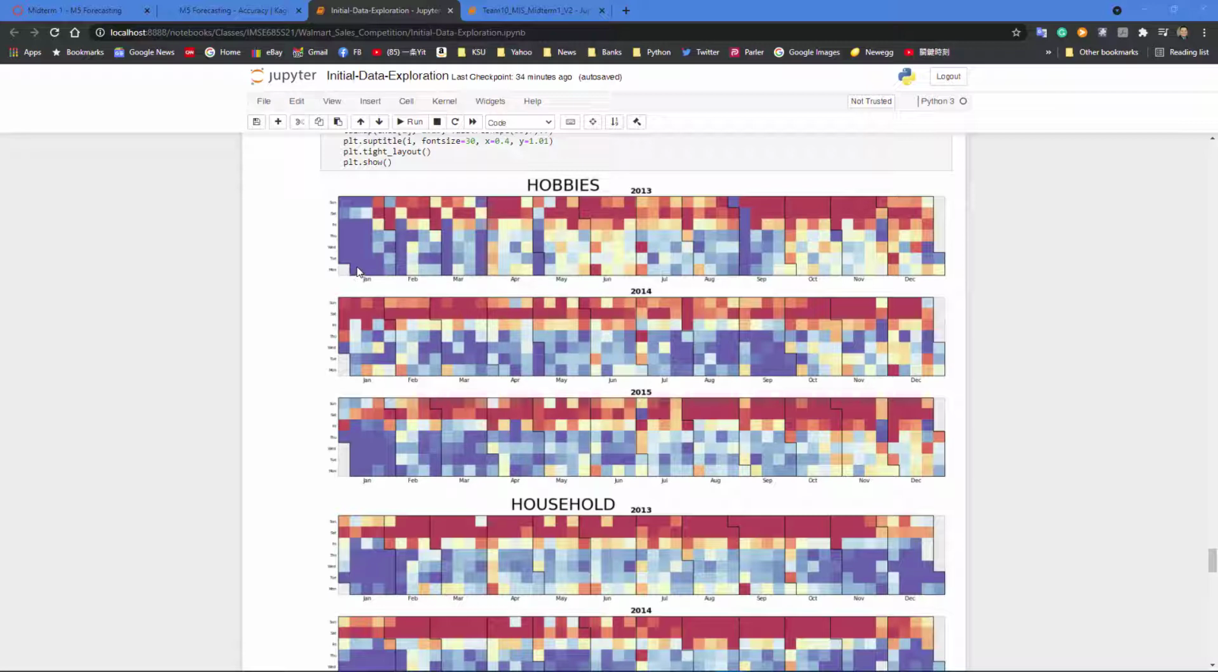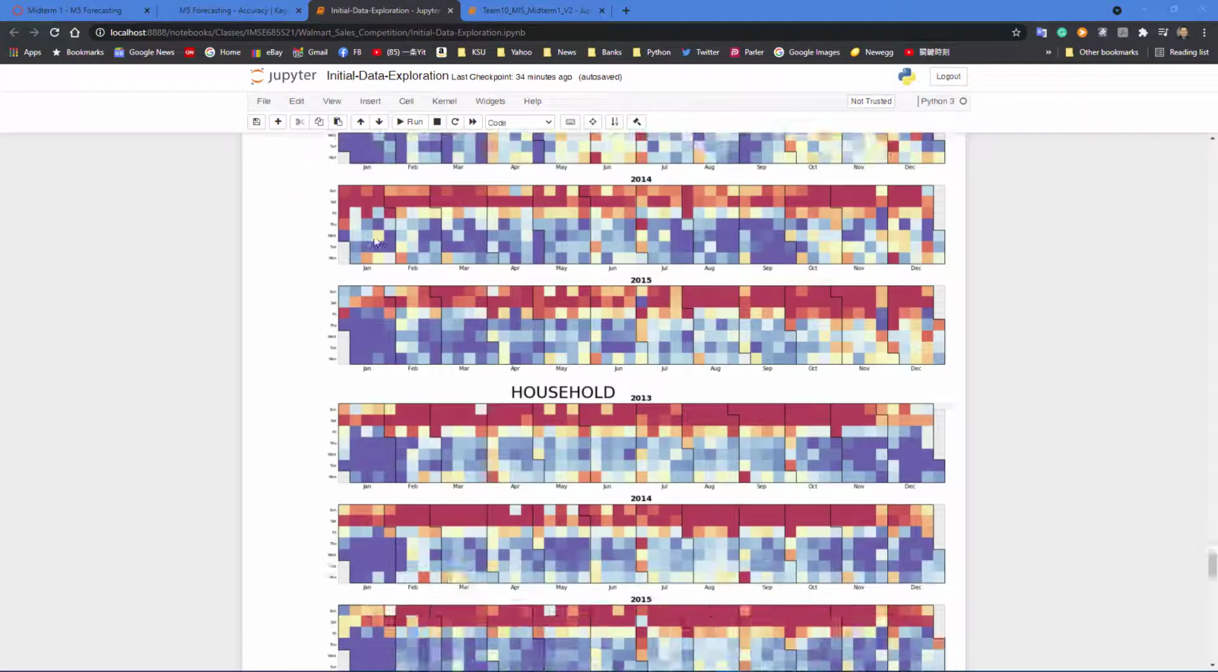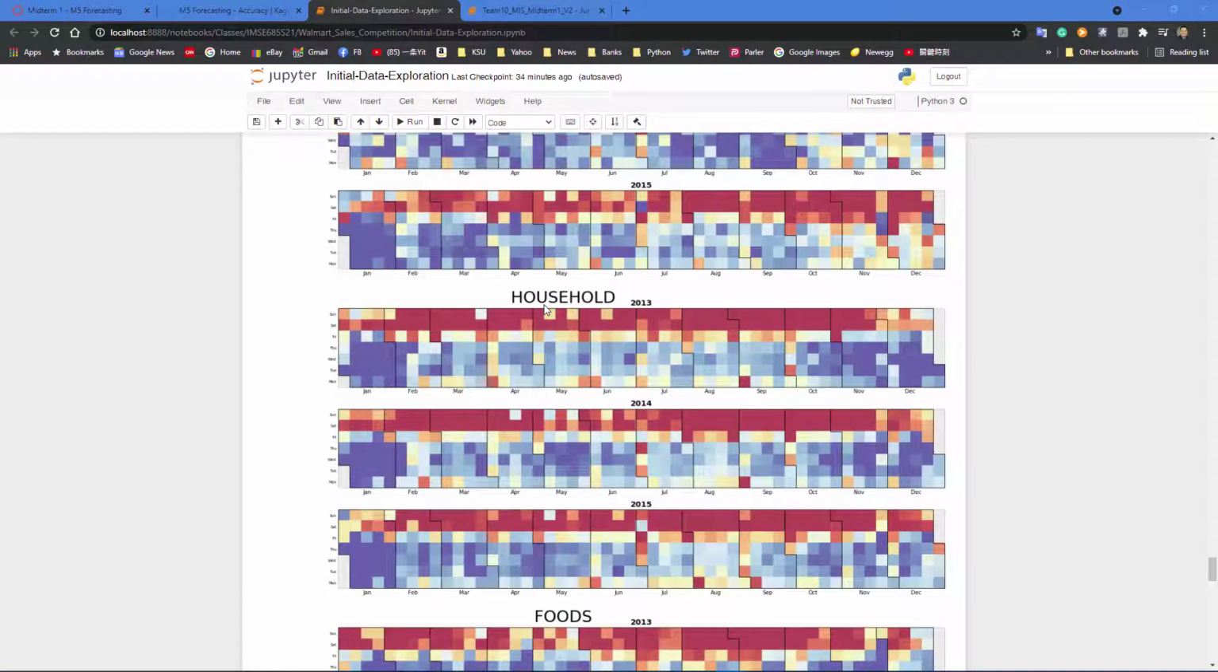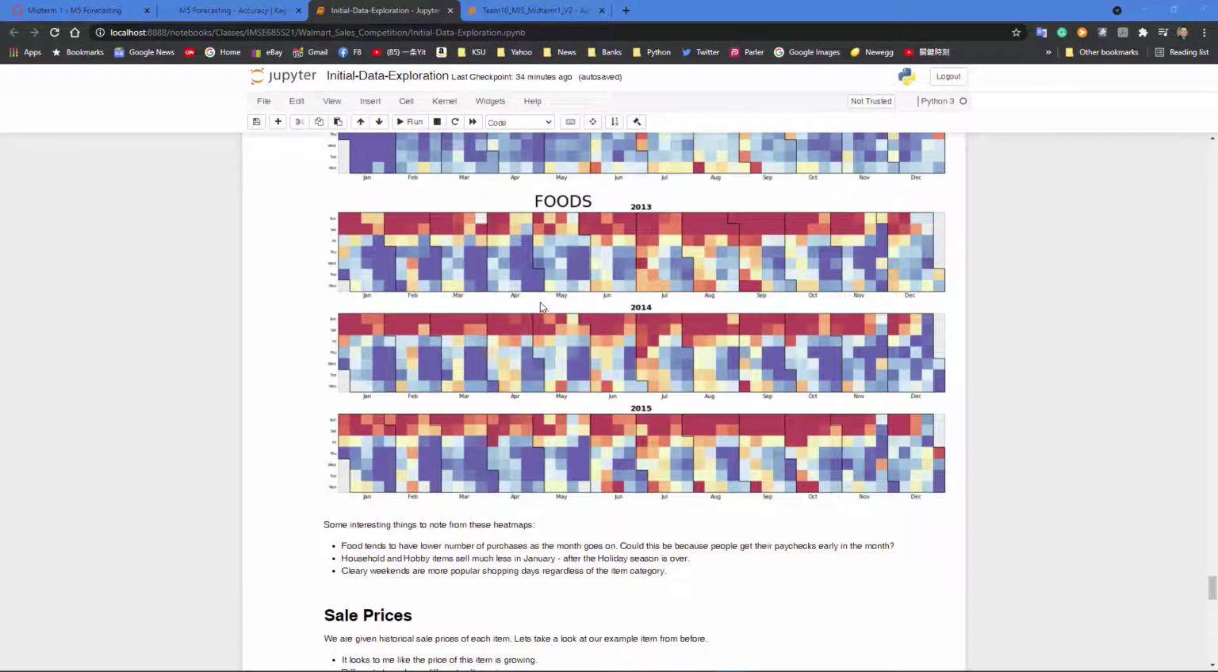Actually, each one of them has a 4-week period laid out by day. You see what I'm saying? Day of the week, I'm sorry. And 3 different product categories. This is one of the ways to look at the data, and they present it in many different ways.